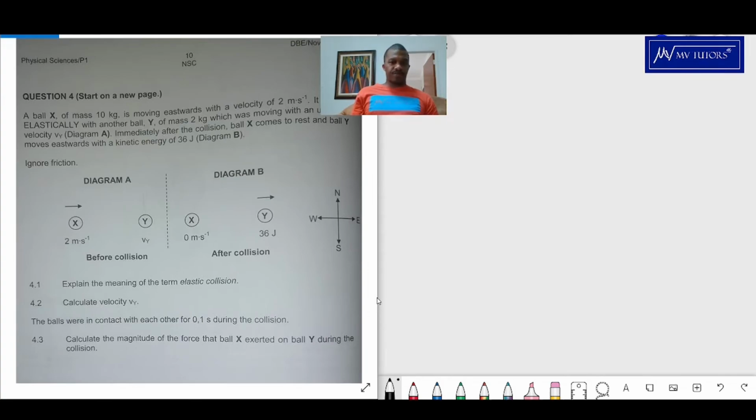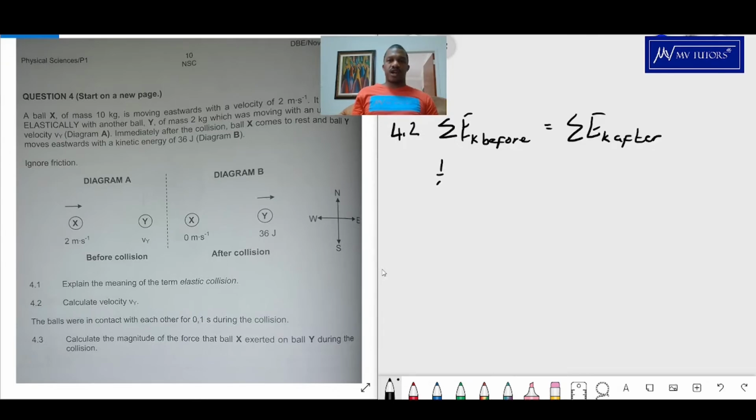Explain the meaning of the term elastic collision. We've spoken about it already: it means that kinetic energy before is the same as kinetic energy after, so kinetic energy is conserved. Now calculate the velocity of that one. Let's use the definition of kinetic energy. For 4.2, the sum of the kinetic energies before is equal to the sum of the kinetic energies after. So what's the formula for kinetic energy?